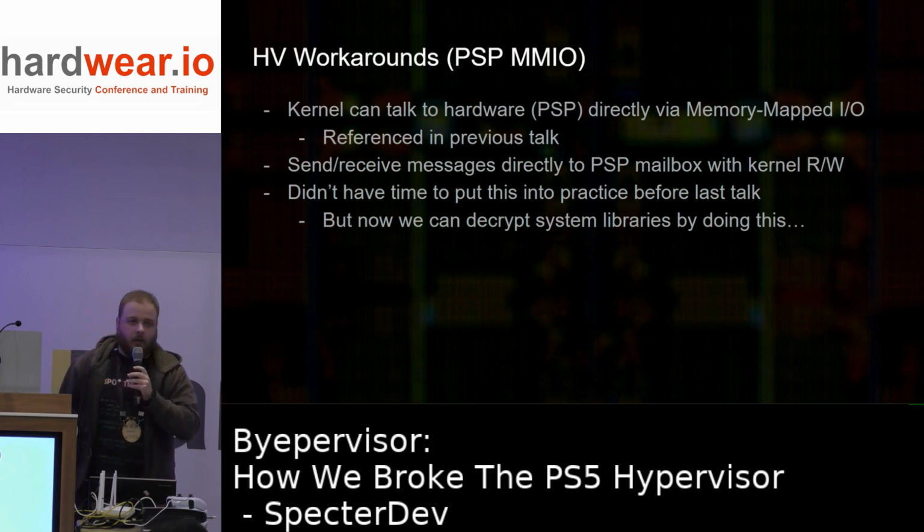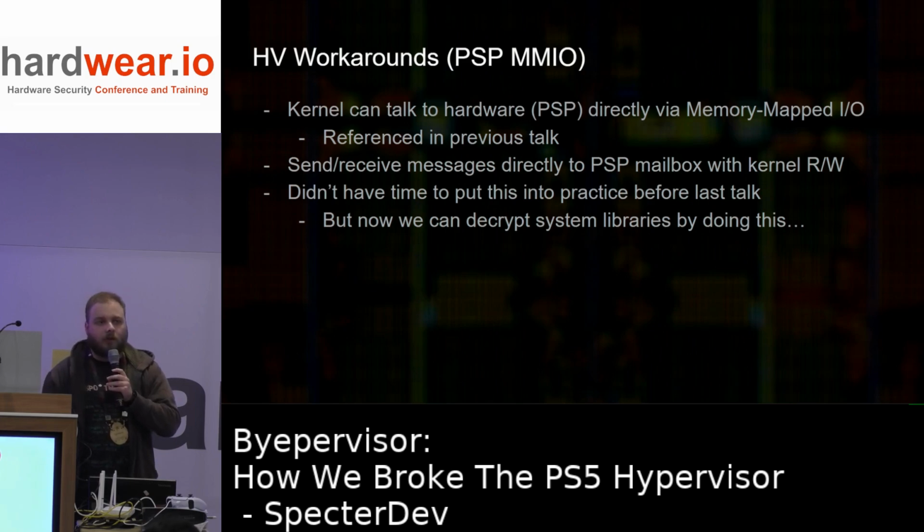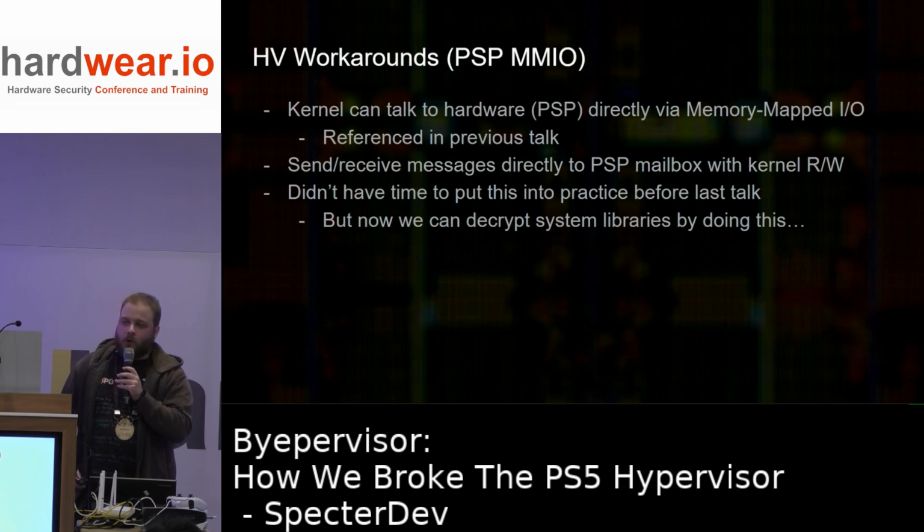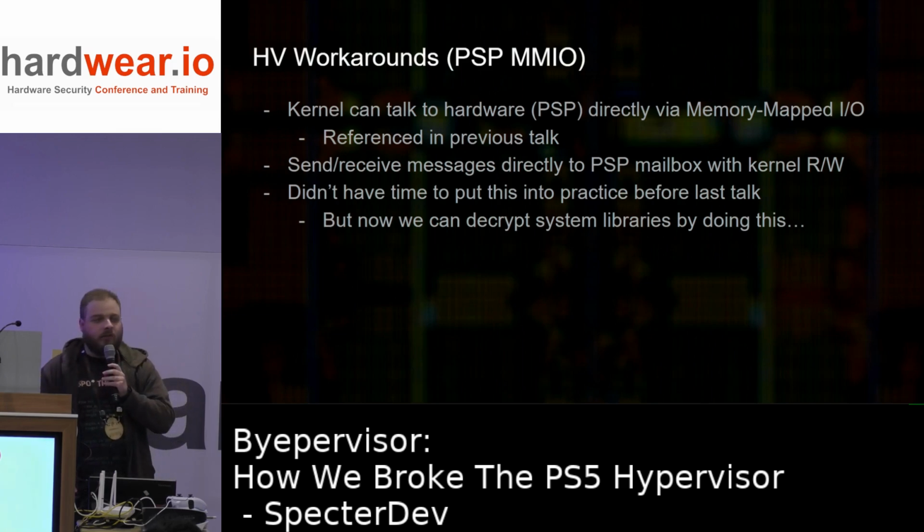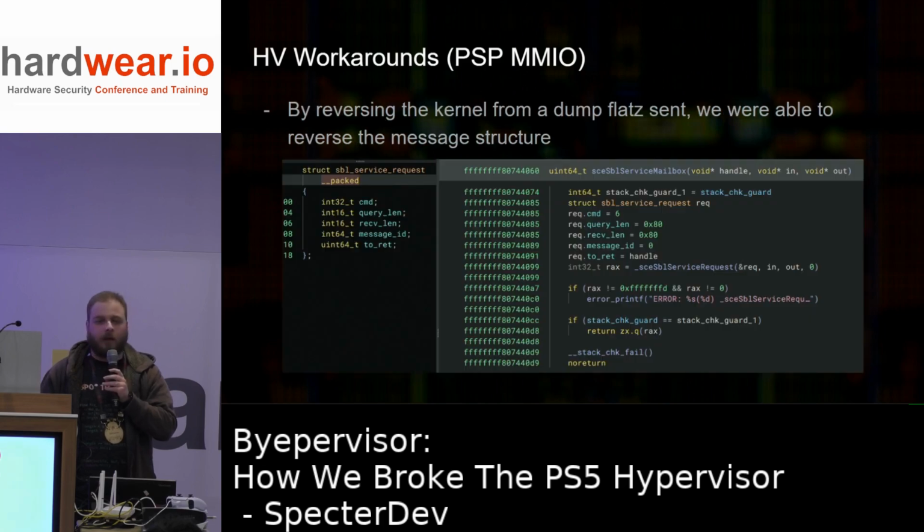So one that I had worked on was talking to devices via memory-mapped I/O. Most devices, the kernel can talk to directly. There's only a few that the hypervisor reserves for itself, such as the IOMMU. But the platform security processor, which is involved in a lot of decryption and whatnot, the kernel can talk to directly. So I wrote something that would send and receive messages directly to the platform security processor with just a kernel read-write primitive. I didn't have time to put this into practice for my last talk, but since then, I've been able to use this to decrypt system libraries.